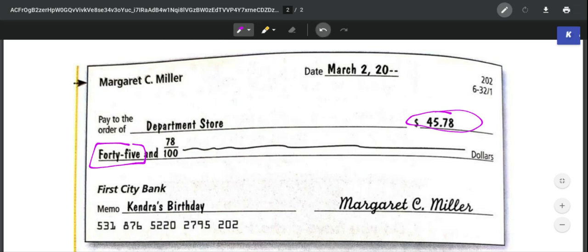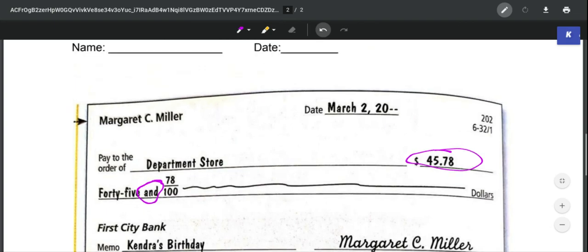In between your actual amount and your cents, make sure to put and. So say for instance you had 108. You don't want to say one hundred eight. You want to say one hundred and eight. And then you would write and however many cents. So that's all that means.